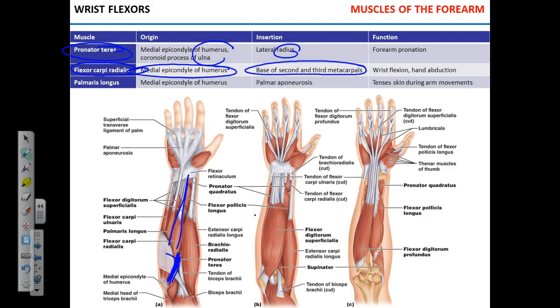Why is it called radialis? Radius is the lateral bone. Flexor carpi radialis is the lateral muscle. Are we clear? So it runs laterally. Does that make sense?